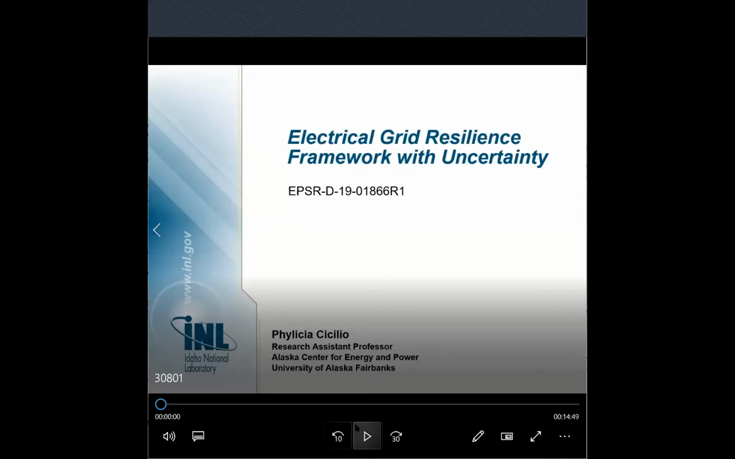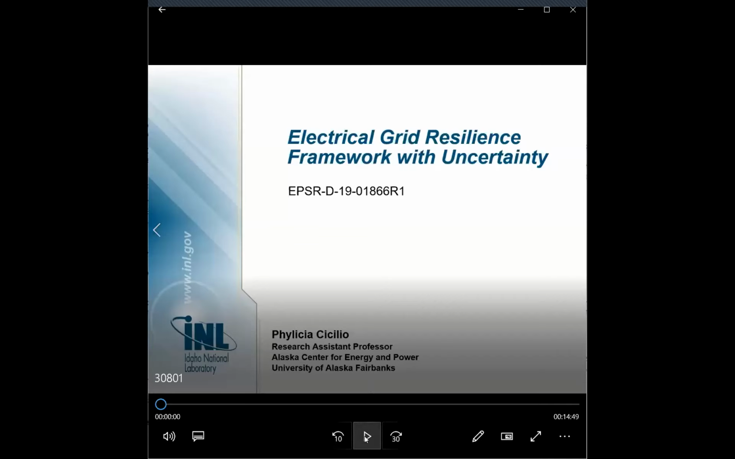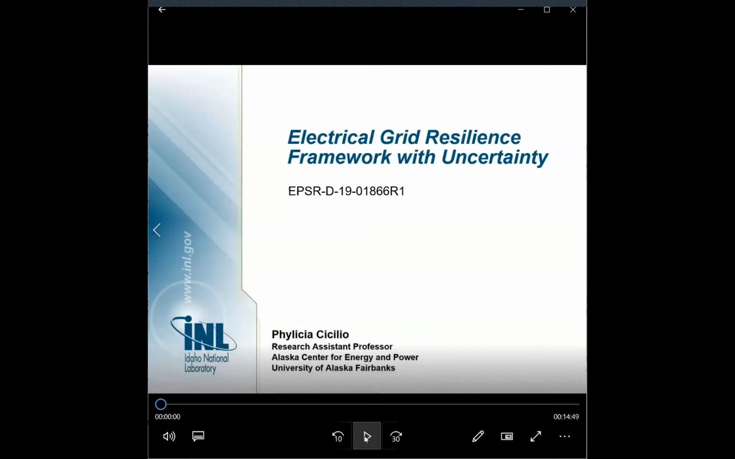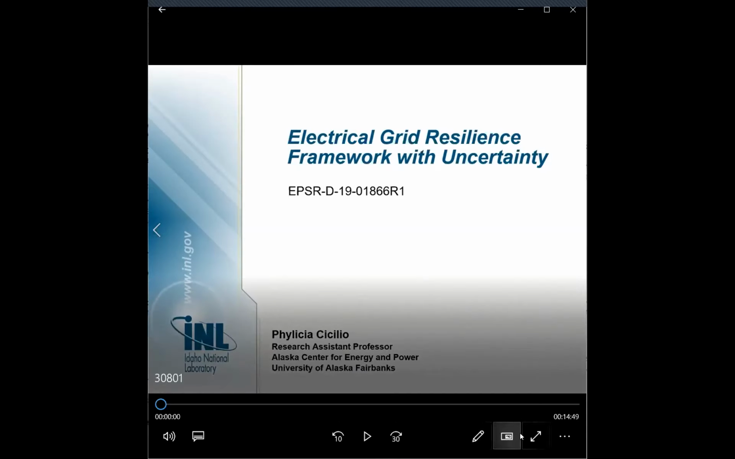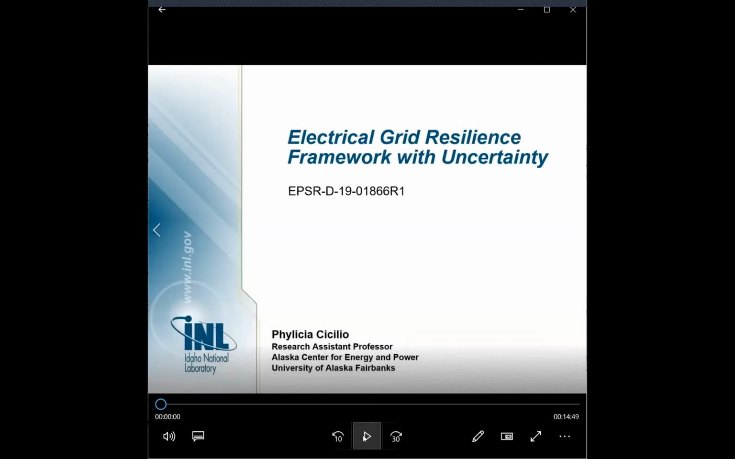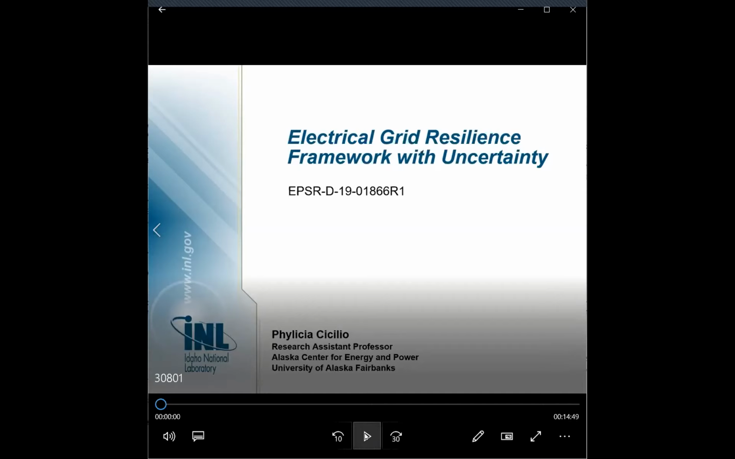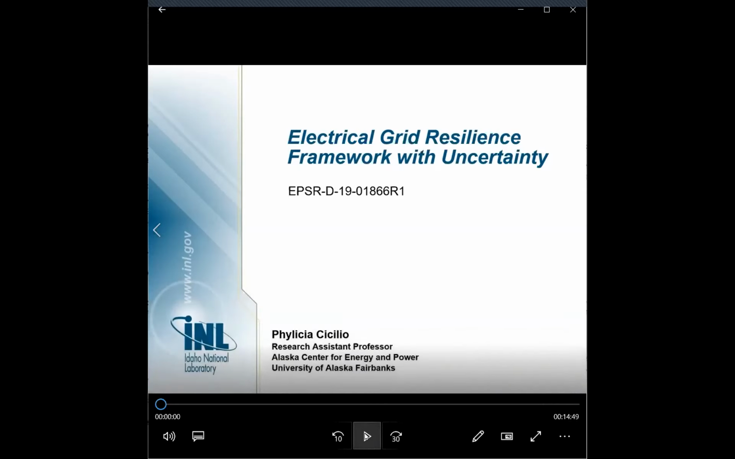Phylicia Cicilio, who is currently a research assistant professor at the Alaska Center for Energy and Power at the University of Alaska Fairbanks. She received a BS degree in chemical engineering in 2013 from the University of New Hampshire-Durham in the US, and received the MS and PhD degrees in electrical and computer engineering in 2017 and 2020, respectively, from Oregon State University. During her studies, she worked with Peak Reliability, which is the ISO in New England, One Power Africa, and Idaho National Laboratory. Her research interests include power system reliability and resilience, dynamic modeling, and rural electrification. I see we are ready with the video.